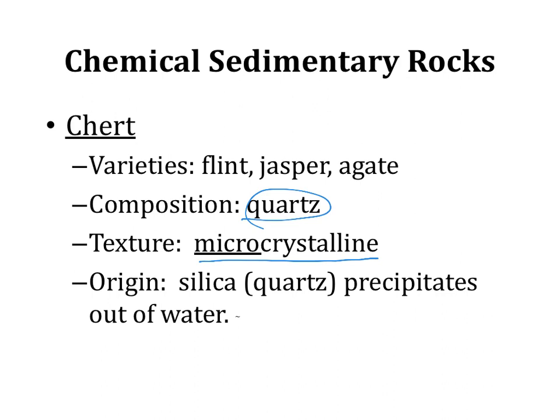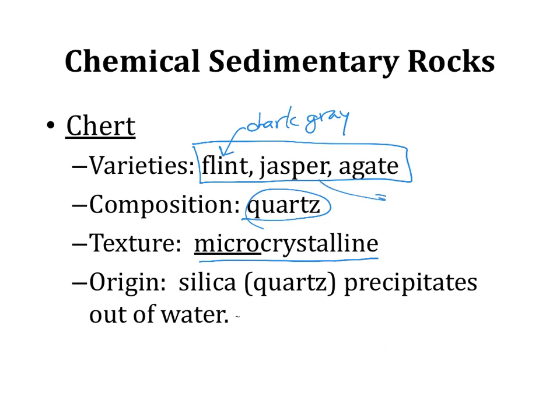So because of that, we have variety names. These are called varietals. Flint is one you've probably heard of. It's a dark gray chert. Jasper comes in red and green. So the two varieties that are red and green are called jasper, and agate is when it is a striped kind of, striped colors.